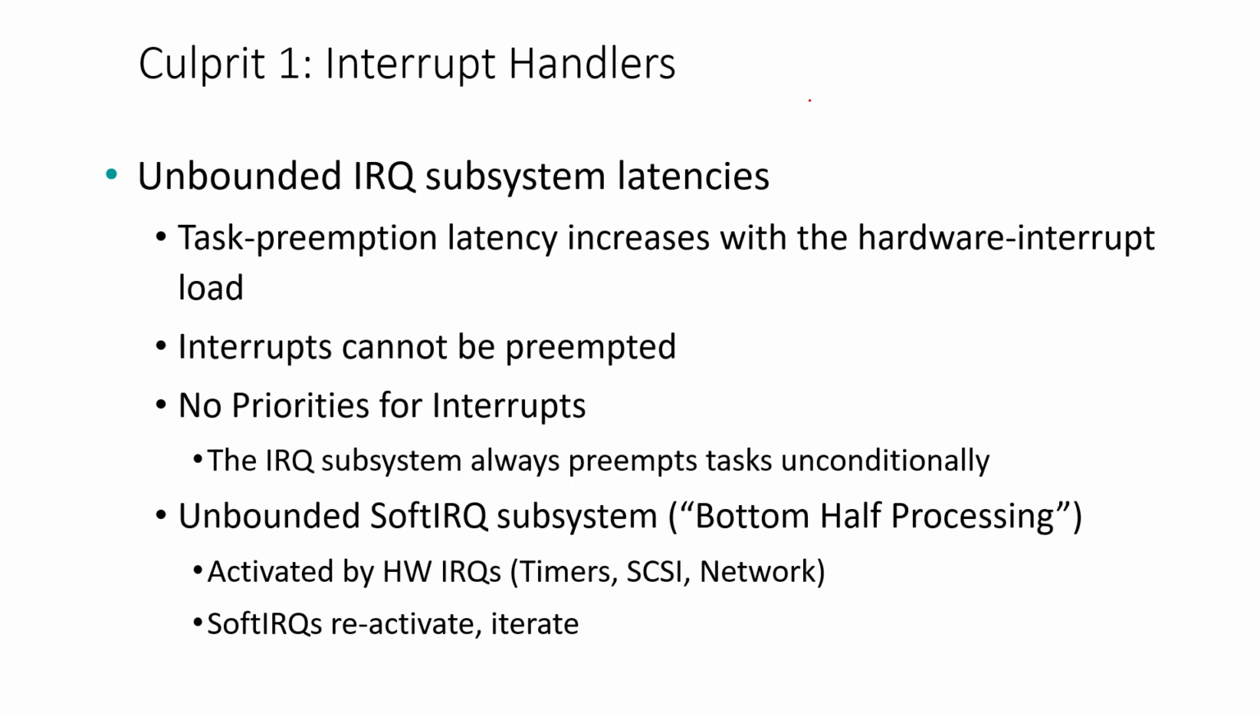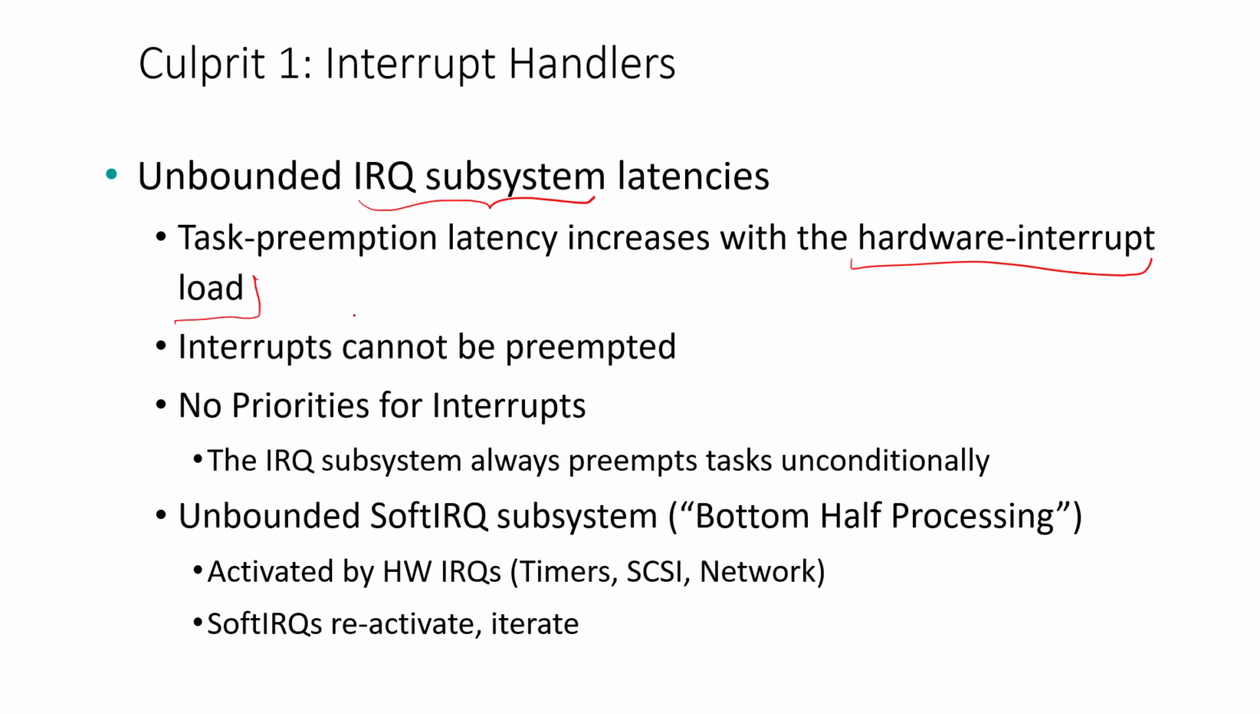The first culprit was interrupt handlers. Linux has an interrupt request queue subsystem, and its latency is quite unbounded. Task preemption latency will increase with the hardware interrupt load, because you really don't know how long an interrupt will take to process. So if you're trying to preempt a task, the latency might be quite high, because once a task has been preempted, the kernel runs and may have a lot of interrupt related work to do.